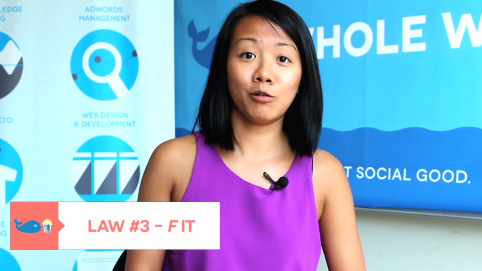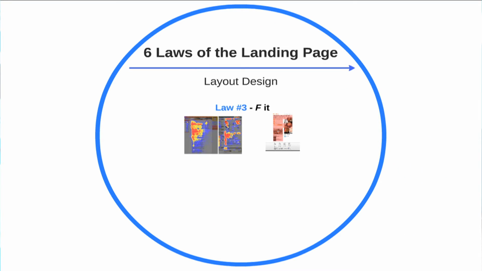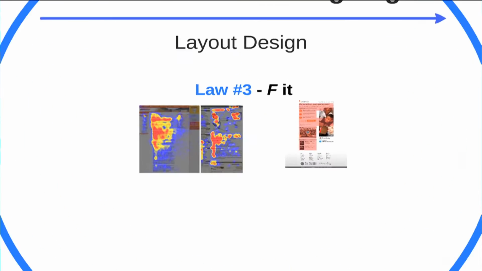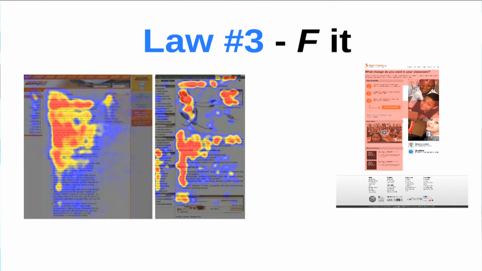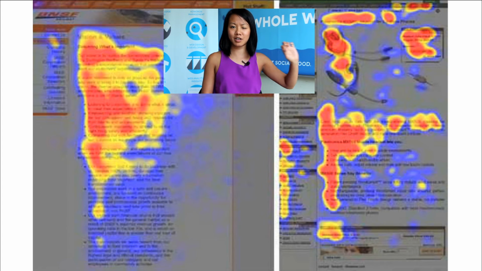That was content for a landing page. What about layout design? We've got law number 3, F it. No, literally, lay out your important content in the shape of an F because eye tracking studies have shown that most users are used to looking at a page scanning down in an F shape. You go across the page and then go down, cross a little bit, and then that's it. Just stick to the left.